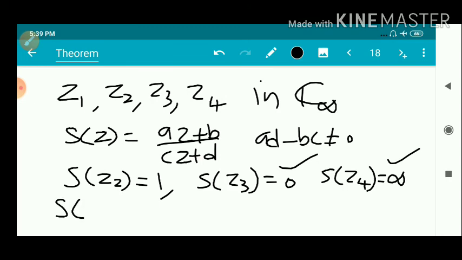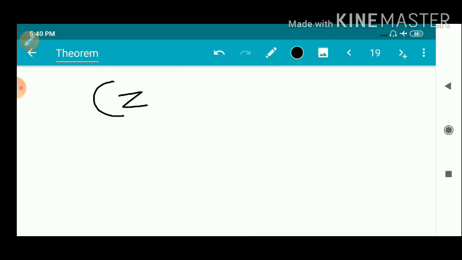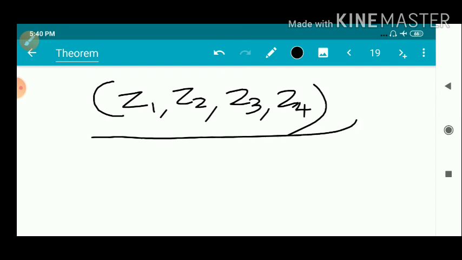Then the first point has the image S of Z1, and this image S of Z1 is known as the cross ratio of Z1, Z2, Z3 and Z4. It is denoted by (Z1, Z2, Z3, Z4), and read as the cross ratio of Z1, Z2, Z3, Z4. That means the cross ratio is defined for four distinct points. The points should be distinct; only in that case does the cross ratio exist.